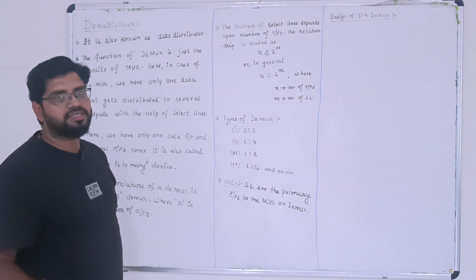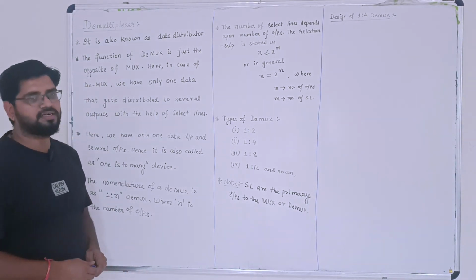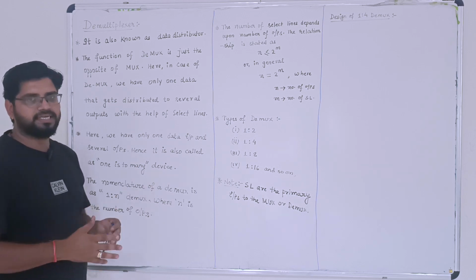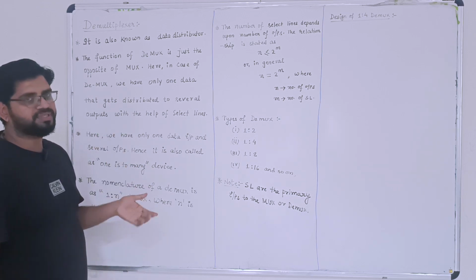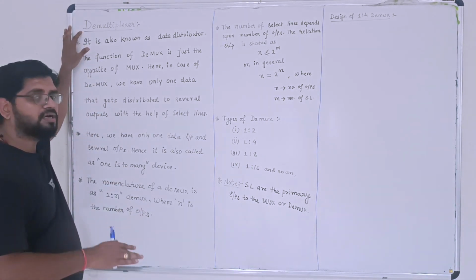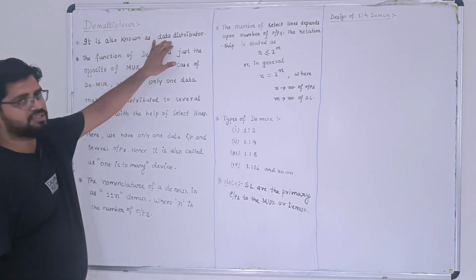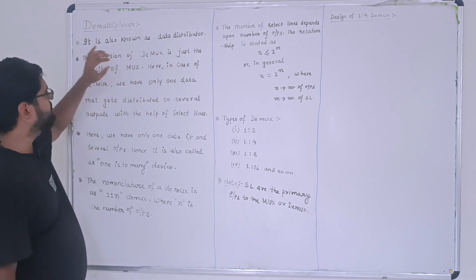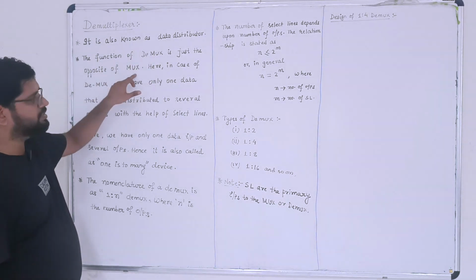We have started with digital electronics, and the topic of discussion for today is the demultiplexer. We have already completed the multiplexer part, and there I told you that a multiplexer is a kind of selecting device, selecting one of the inputs as the output with the help of select lines. But the demultiplexer is just the opposite of the multiplexer. It is also known as a data distributor, and its function is opposite of the multiplexer.